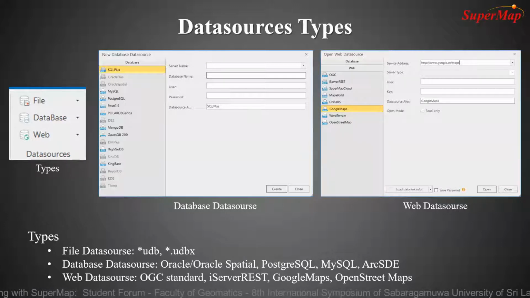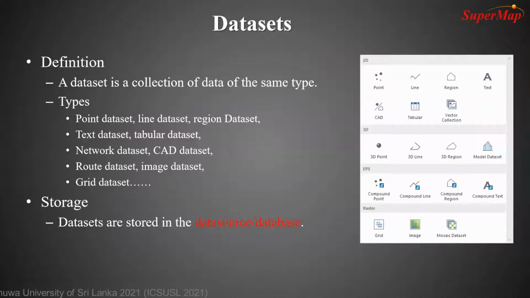And for the web data source, we can open the OGC service and the iServer REST service, and also we can open Google Map, World Terrain or OpenStreetMap in iDesktop directly. And inside of a data source, there are multiple data sets.